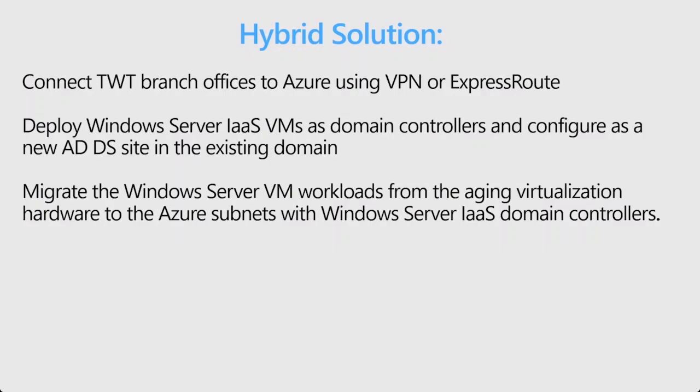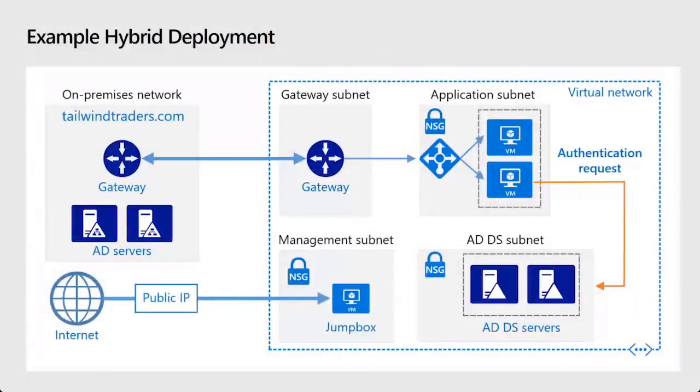So let's look at an example hybrid deployment. In this particular image, you can see that we've got the on-prem network, and we've got a connection to a gateway subnet, and on the on-prem network, we've got our Active Directory domain controllers, and our on-prem network does have a perimeter network that's got a public IP address.